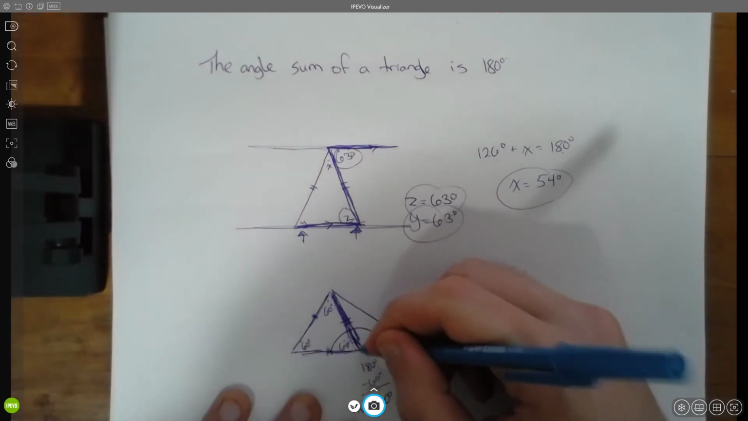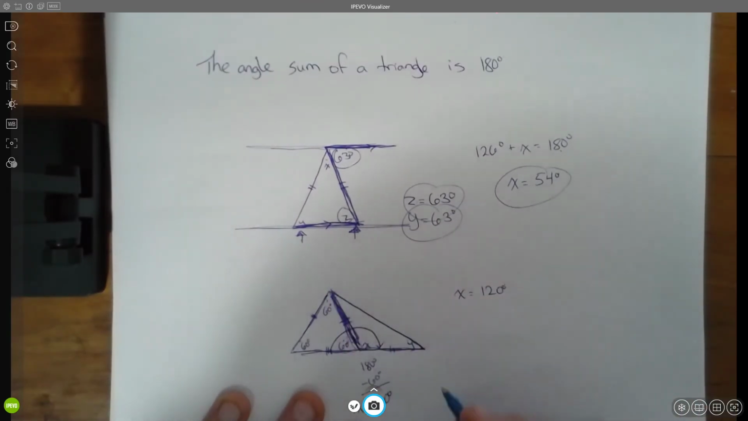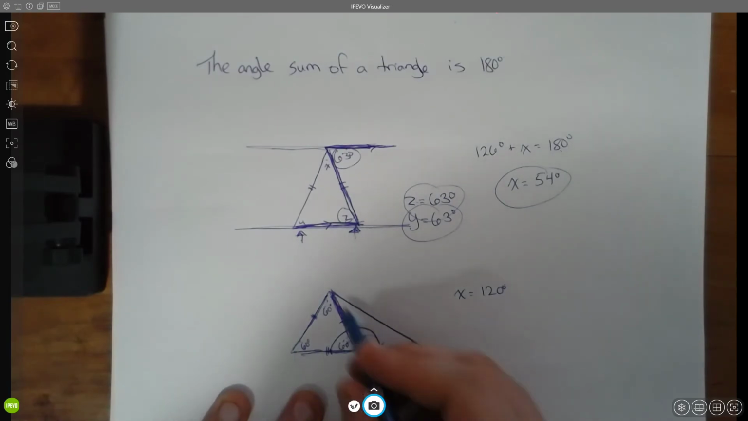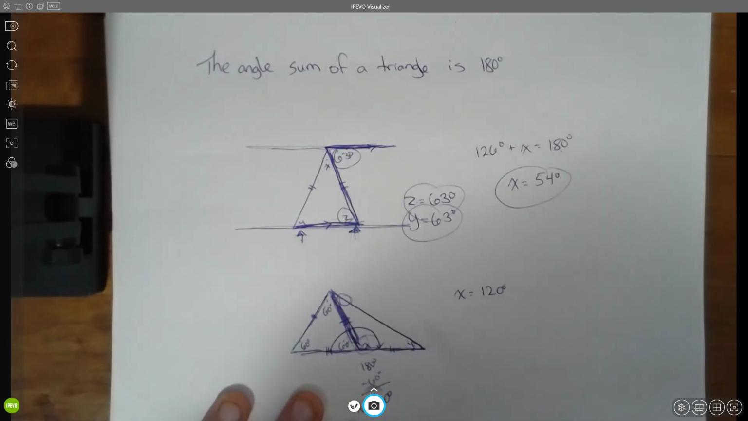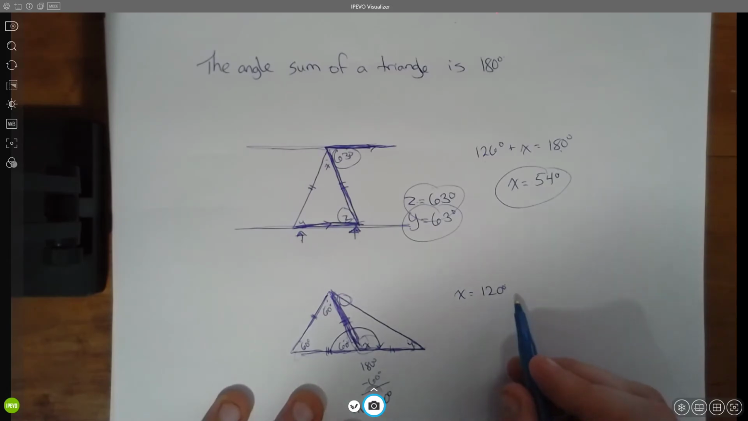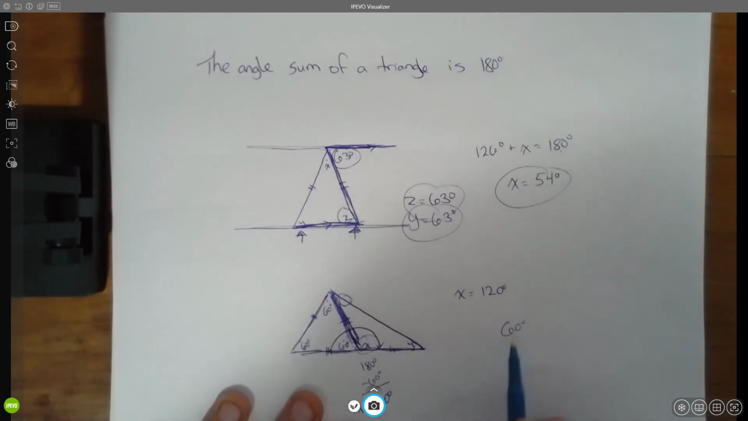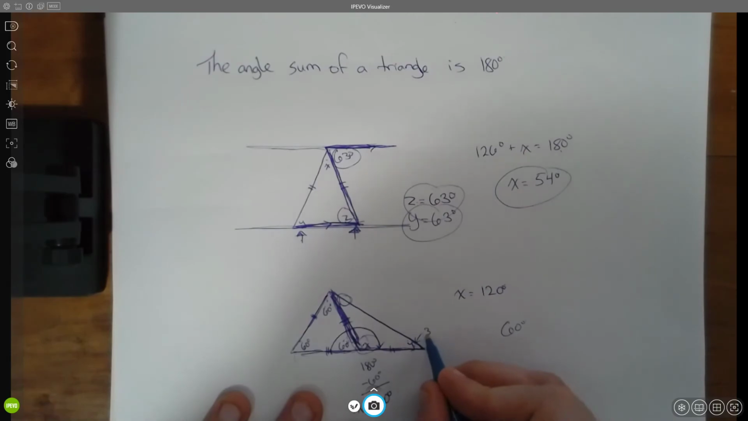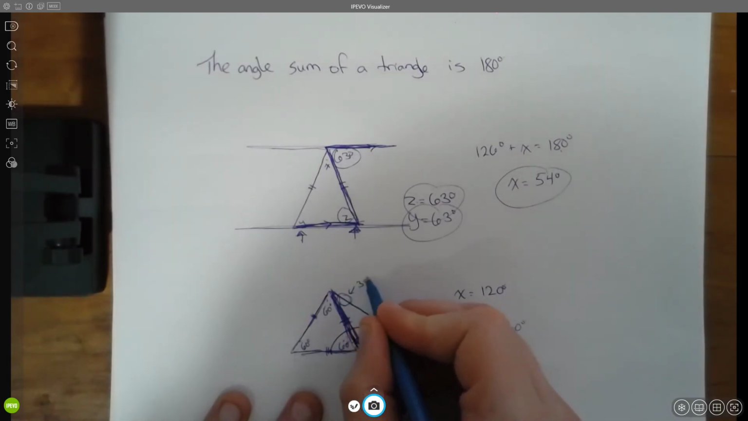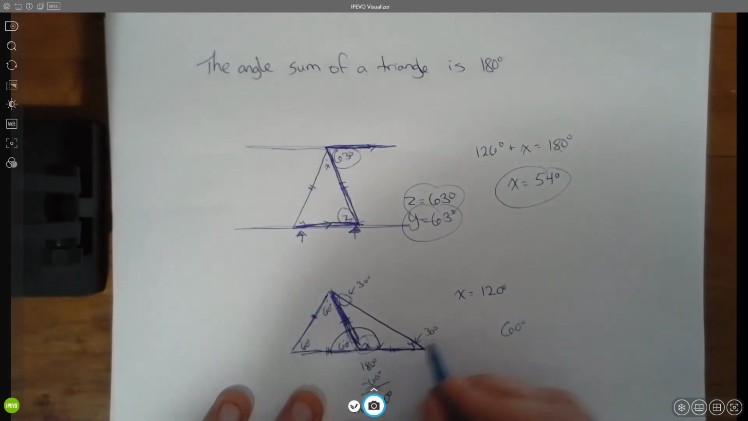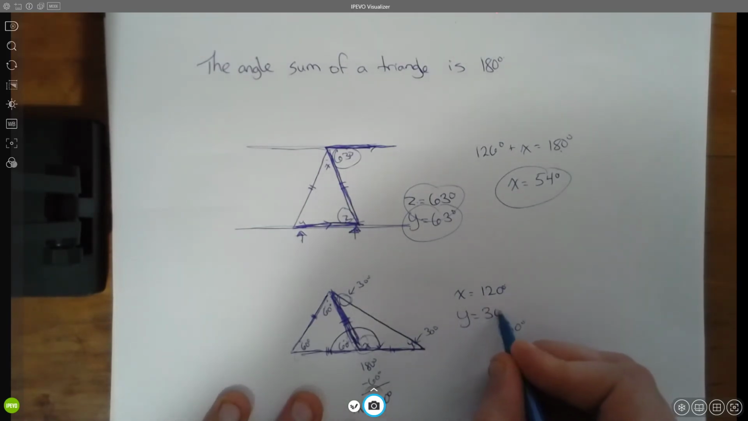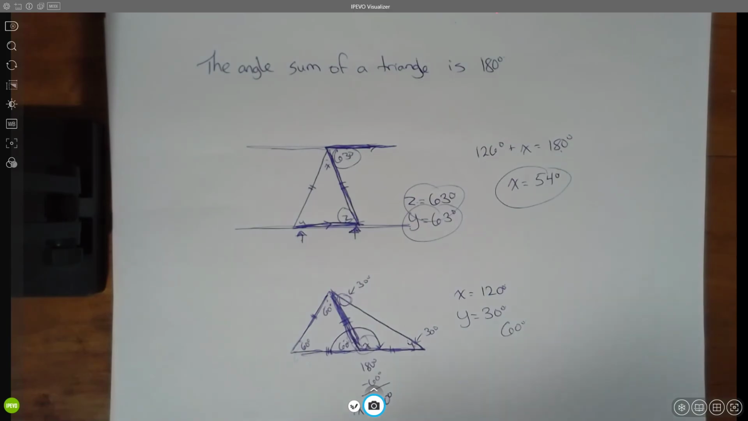Well, y is a part of an isosceles triangle. So although this is x, we know that y and this have to be the same, and all three together have to equal 180. So if x is 120, from the 180, that means we have 60 degrees left. And we have to split that 60 degrees evenly between these two angles, which means that 30 degrees goes here and 30 degrees goes here. So because of that, our y value must be 30 degrees in solving this particular question.